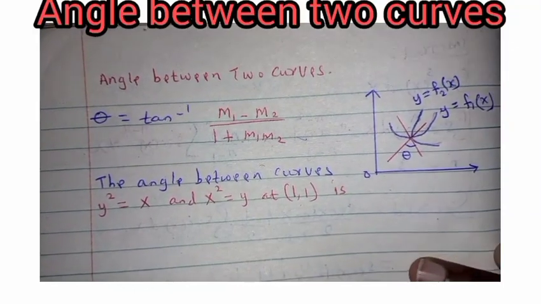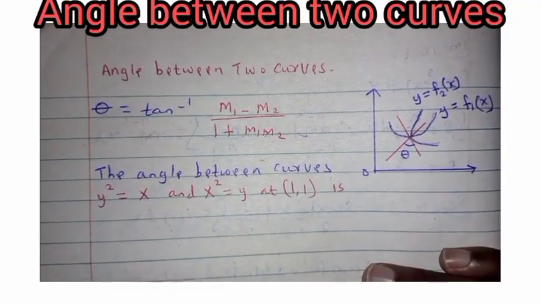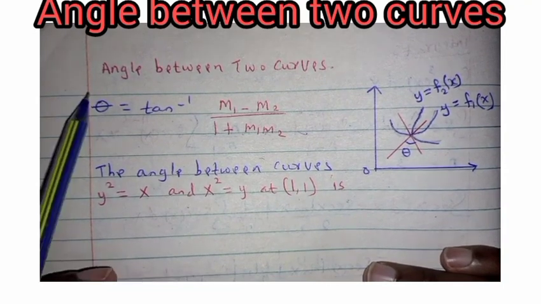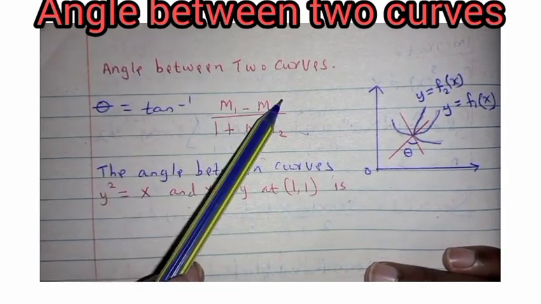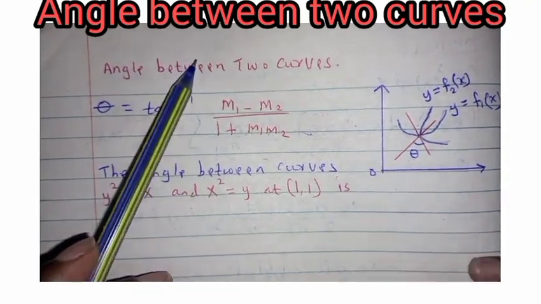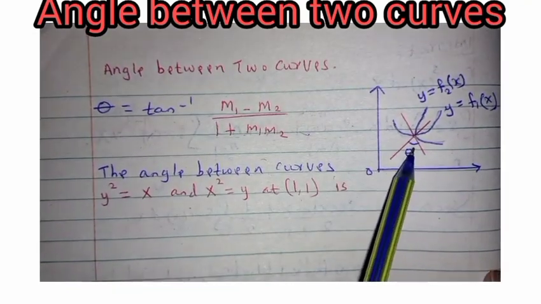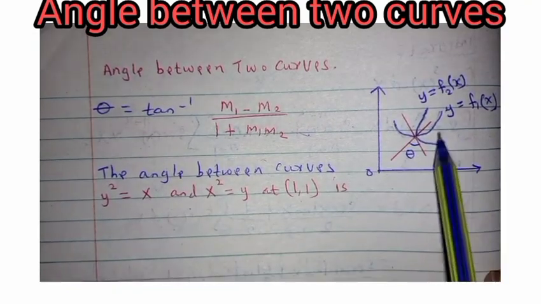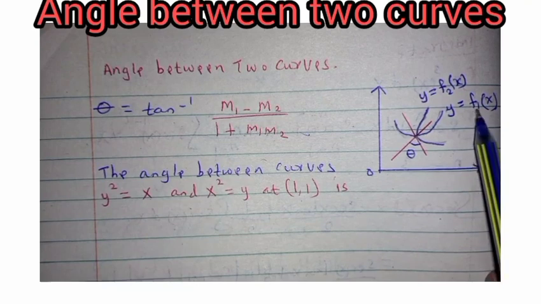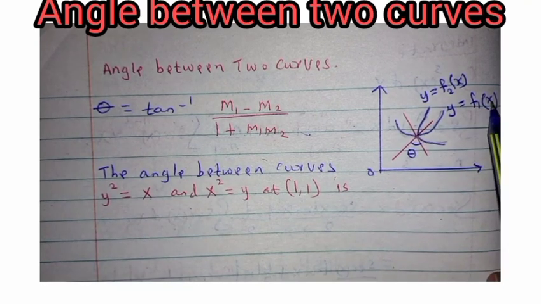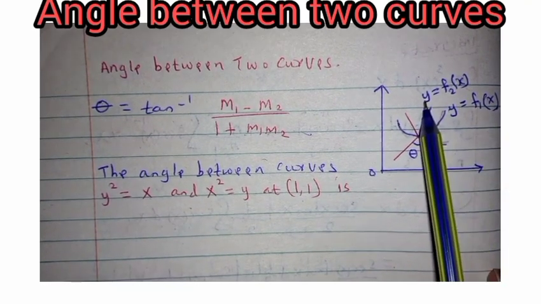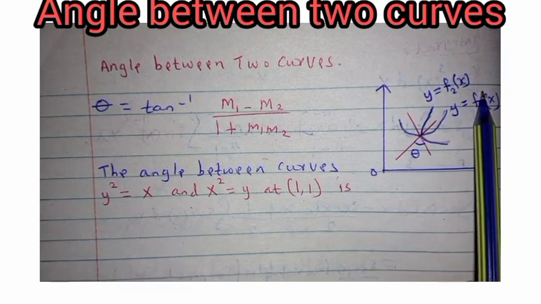Hi, welcome to this video whereby I want to show us how we can get the angle between two curves which are intersecting as shown in this sketch here. So we have this curve which is given by y is equal to f1 of x, and the other one is given by y is equal to f2 of x.